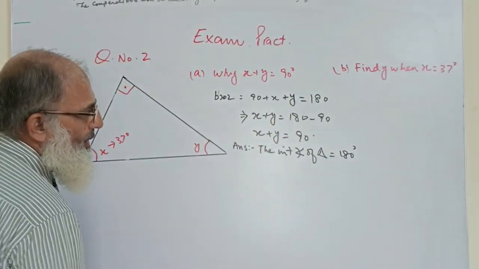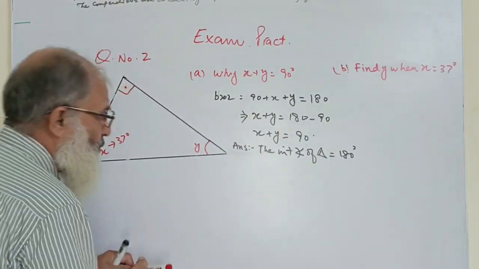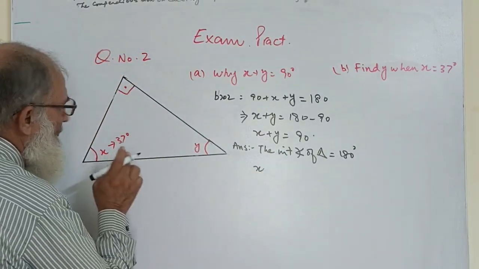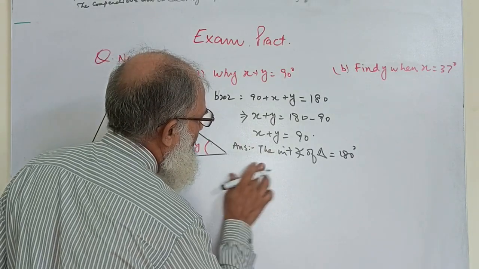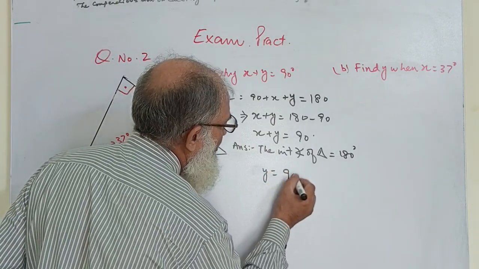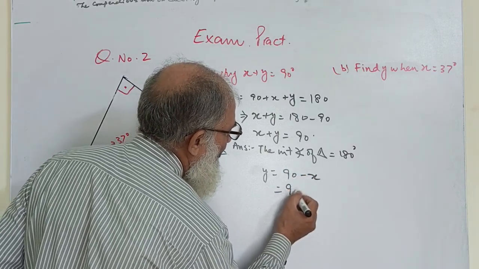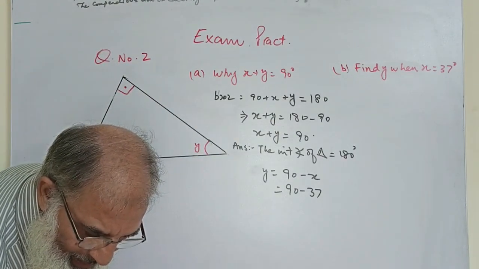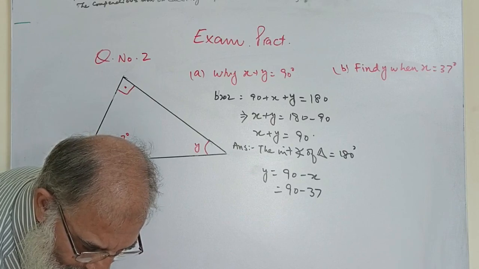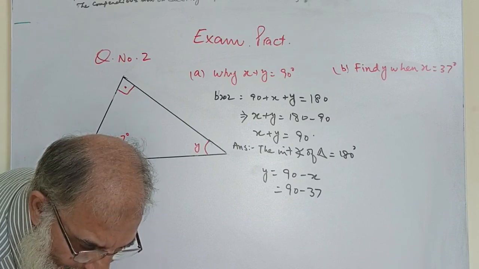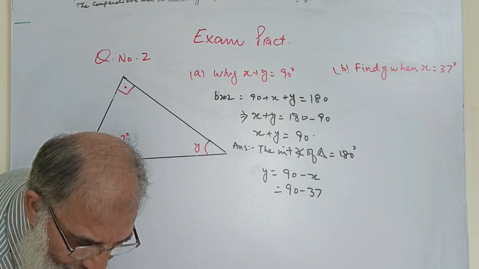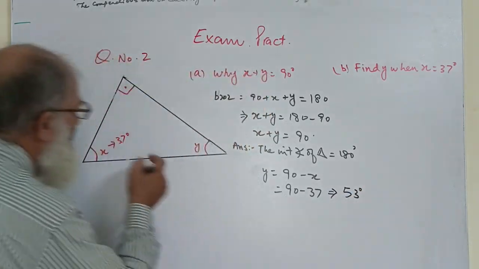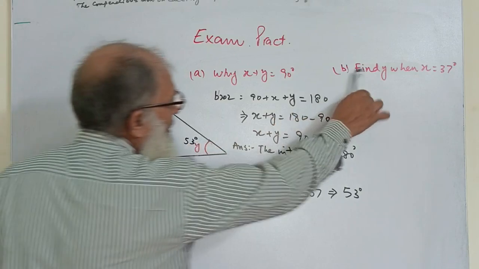We have already done up till here. So x plus y, we know the x. So we can easily find y, that is equal to 90 minus x, that is equal to 90 minus 37. Now it is equal to 53 degrees in part B.